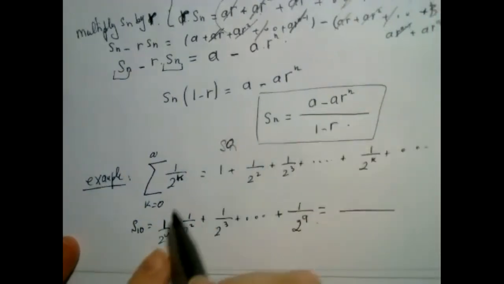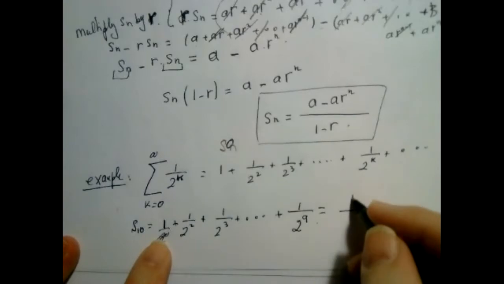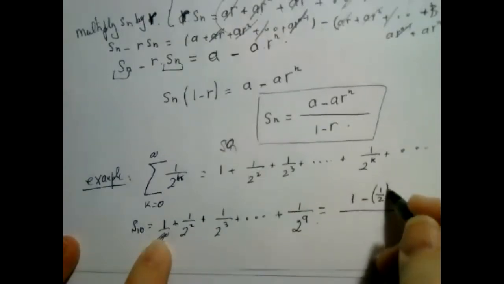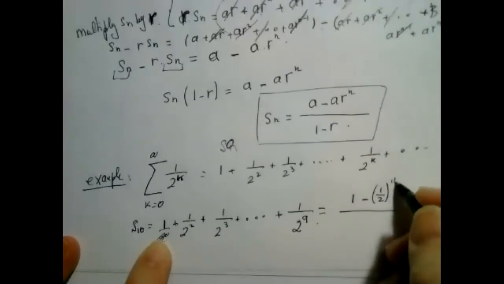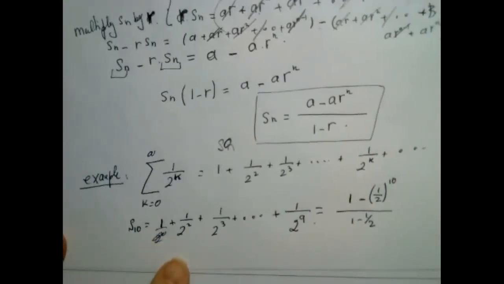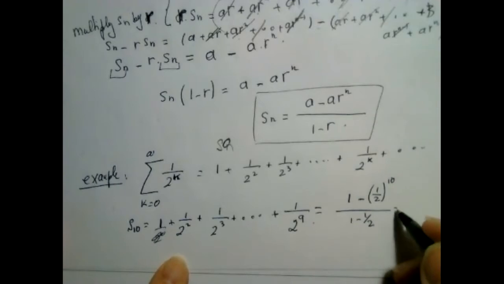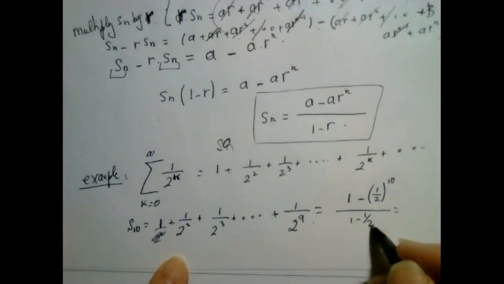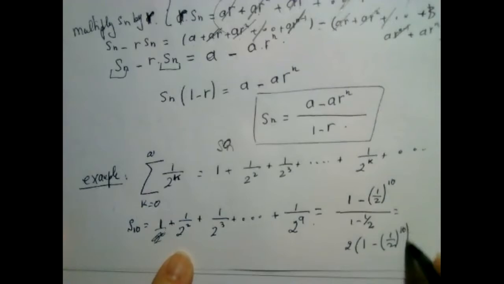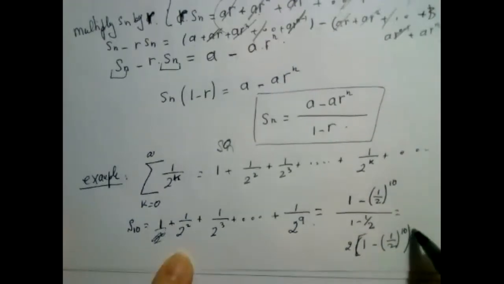A. In this case, my A is 1. It's going to be 1 minus, R is a half, to the power 10, divided by 1 minus a half. That's really how we're applying this formula. So 1 minus a half, it's a 2. So I'm going to have 2 times 1 minus a half to the power 10.